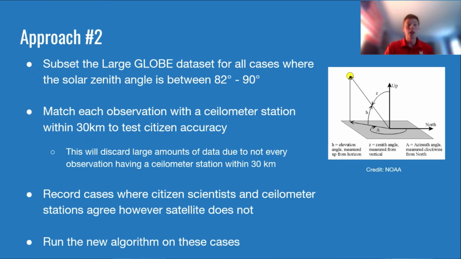So my second and last approach I took to finding these cases was using the larger globe data set. And I mentioned earlier how we would subset that in order to get when the terminator is passing through. And I was very vague. What we would actually do is use what's known as the solar zenith angle in order to find when the terminator is over a citizen's observation.